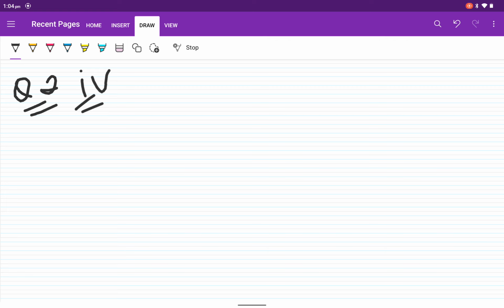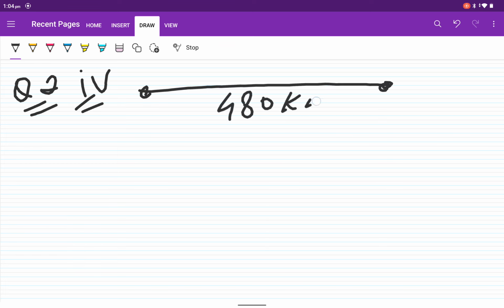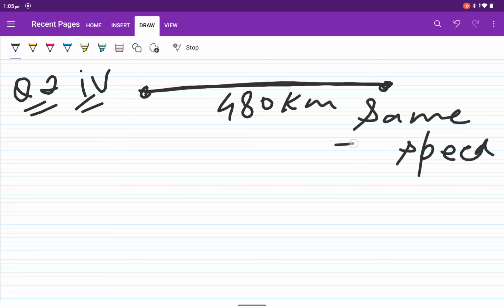The question is: a train travels a distance of 480 km at a uniform speed. Suppose there is a train and it travels 480 km at a uniform speed, meaning the same speed. If I take the same speed as x, uniform speed means this train has not changed its speed. The speed is constant, it is fixed.